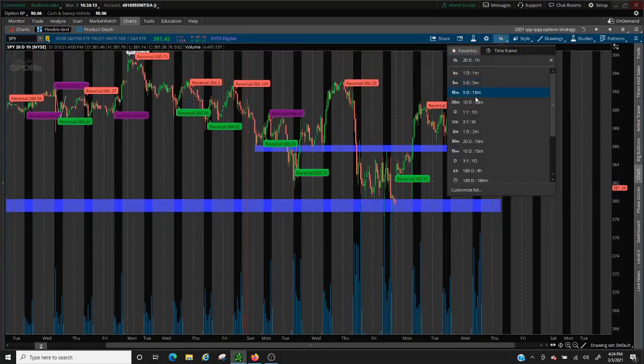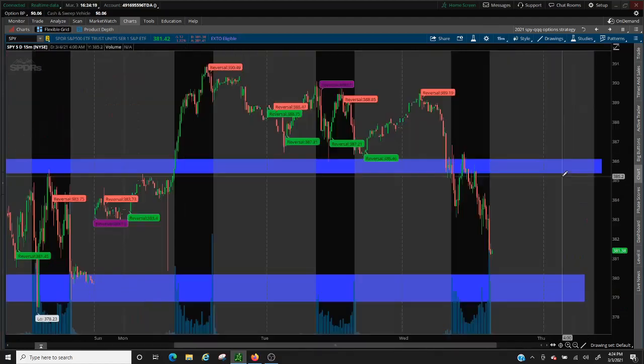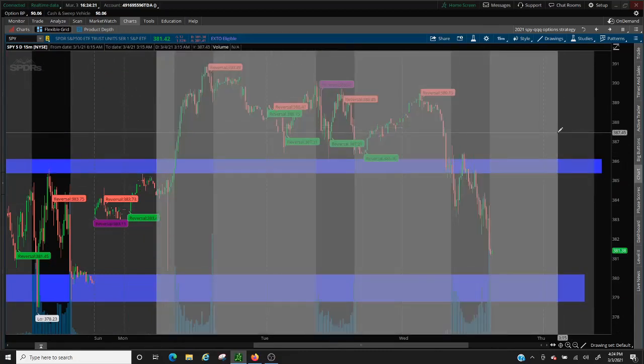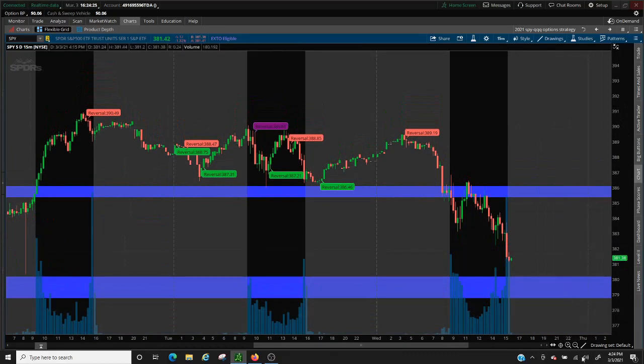I can even go lower to the 15-minute or the 30-minute chart. So why do I do that? Because throughout the day, we're gonna have more support and resistance. So let's take a look at this right here.